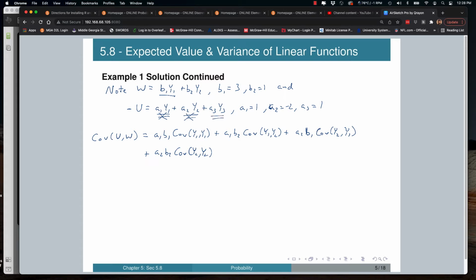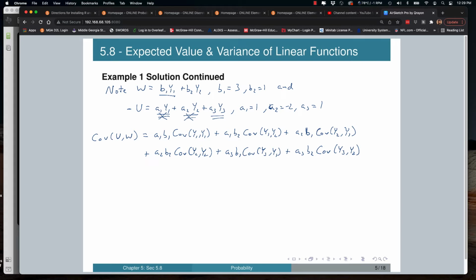Now we move on to the a sub 3 and pair it with each one of the terms in the w function. And we get a sub 3, b sub 1, covariance of y sub 3, comma, y sub 1. Plus, finally, we do a sub 3, b sub 2, covariance of y sub 3, comma, y sub 2.